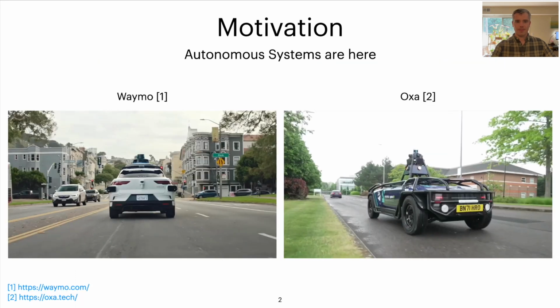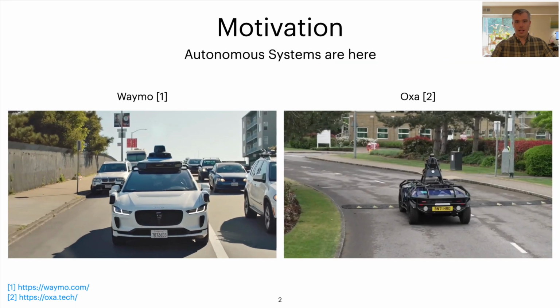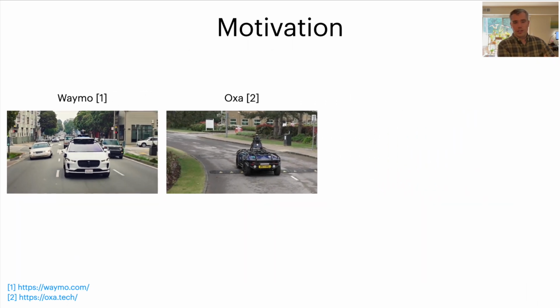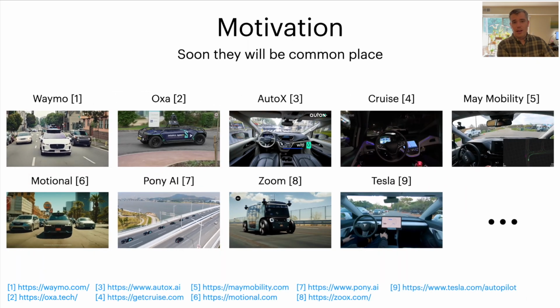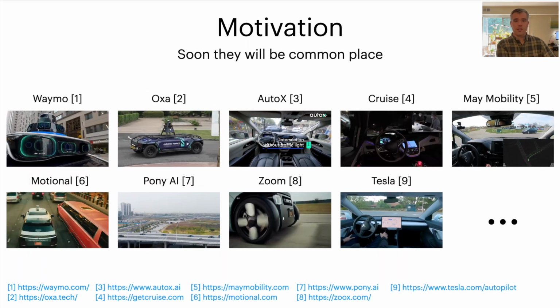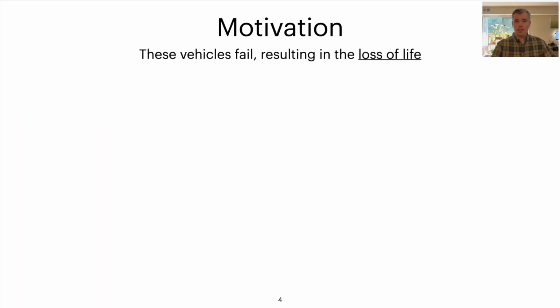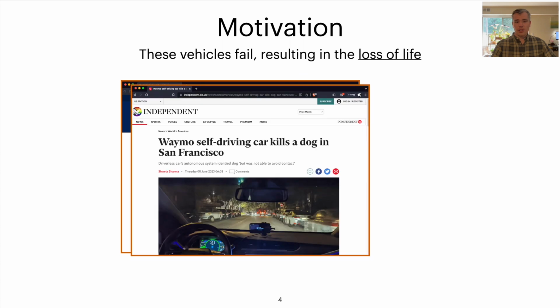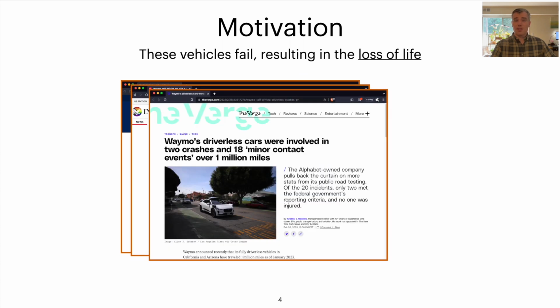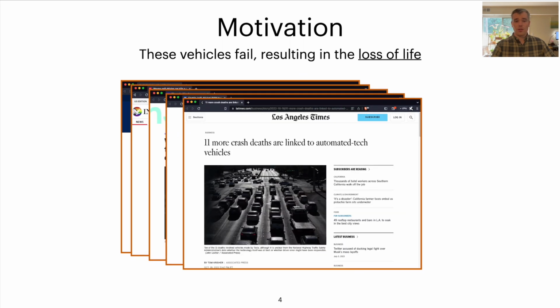Let's begin. Autonomous systems are here, and it's not just one or two companies working on this, but several, and each may have thousands or hundreds of thousands of vehicles operating on our roads today. With that being said, these systems are failing, and they're not just basic failures like disconnects. These are serious failures resulting in the loss of human life.